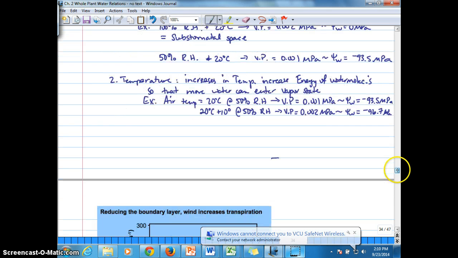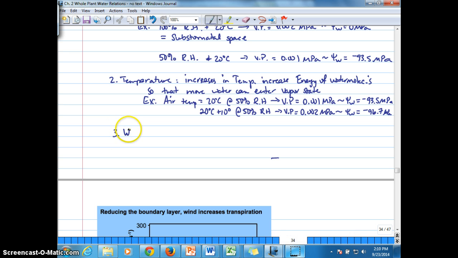All right, then the third climatic factor that we want to pay attention to here is wind. And when we have greater wind speed, as we'll see in the next diagram, that is going to create a thinner boundary layer. Thinner boundary layer means lower boundary layer resistance, less resistance for the water vapor to diffuse out of the leaf into the atmosphere.